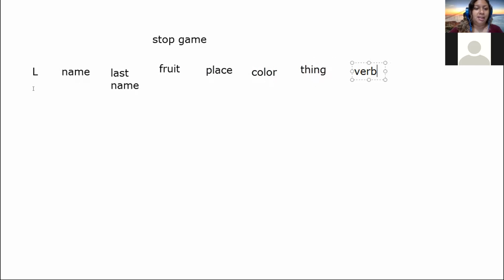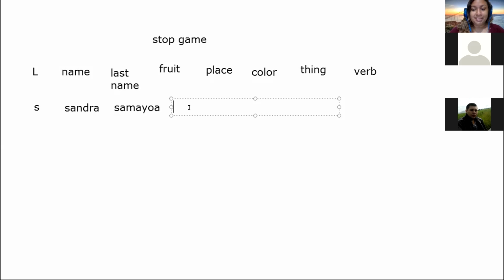For example, let's say that my letter is S. So, what is a name that starts with letter S? Sandra. Okay. A last name that starts with this letter? Samayoa. Okay. A fruit that starts with this letter? Pineapple. Sandía. But in English? Oh, you said strawberry, right? Strawberry. Okay, very good.